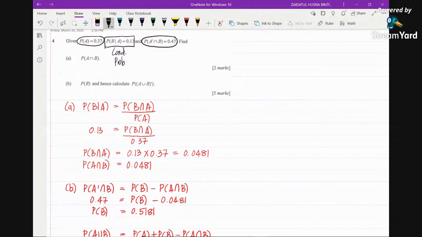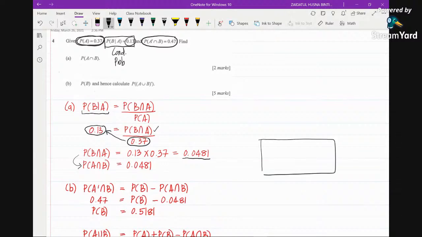From the probability of B given A, we know that the formula is B intersect A over PA. We are given the value 0.13, so we substitute. B intersect A is unknown because it is the one we are looking for. Then we plug in the probability of A, 0.37. To find the probability of B intersect A, we just cross multiply. So 0.13 times 0.37 will give us 0.0481. You don't really have to worry because B intersect A is simply equal to A intersect B, since they are referring to exactly the same region.